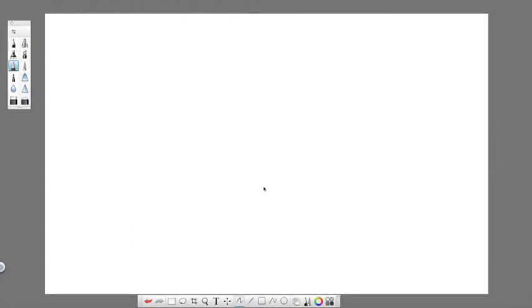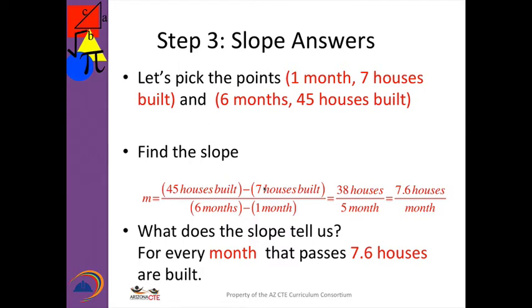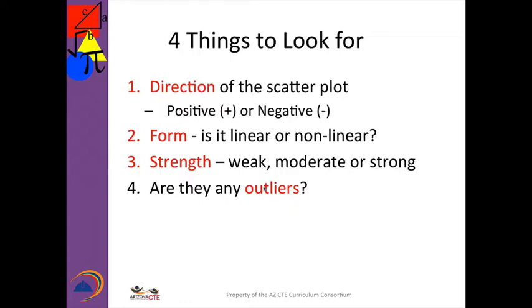Welcome back. Let's go back to our PowerPoint and see how we did. Every month that passes, 7.6 houses are built. As long as that's the phrase or the gist of what you meant, it's perfect. Okay, now when we're looking at scatter plots and lines of best fit in particular, one, we need to find out the direction. Is it positive or negative?